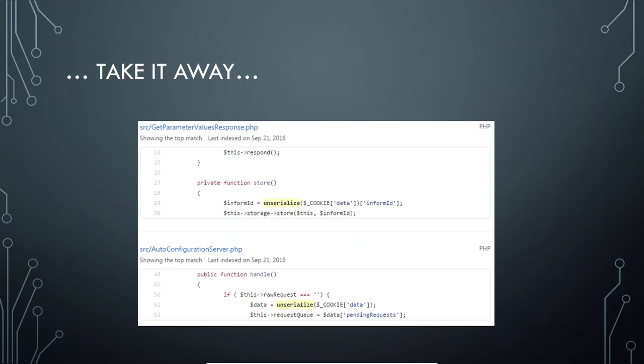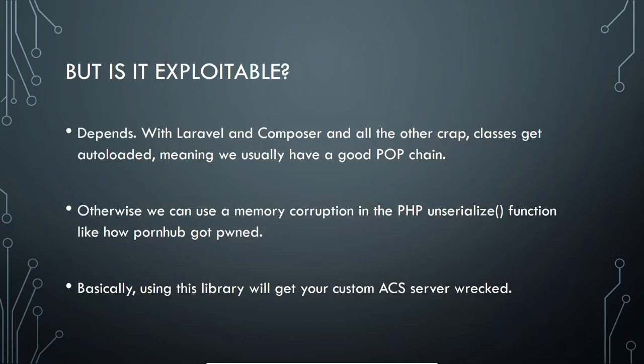So this is out there, this exists. People actually do this, which surprised me. I was like, people actually still unserialize random shit people send them. I thought people would have learned by now, but whatever. It is exploitable because you've got Laravel, Composer, and all this other PHP nonsense, which gives you a massive choice of POP chains. Otherwise, you get yourself a nice memory corruption in PHP's unserialize and just pwn it the same way those guys pwned Pornhub that time for the bug bounty, which was really neat. Basically, if you're using the PHP CWMP library, you're going to get wrecked. There's no question about it. You're just going to get toasted.